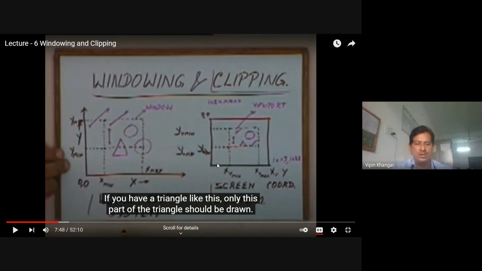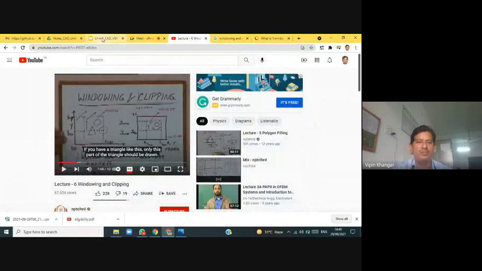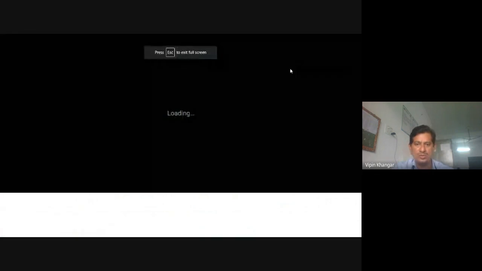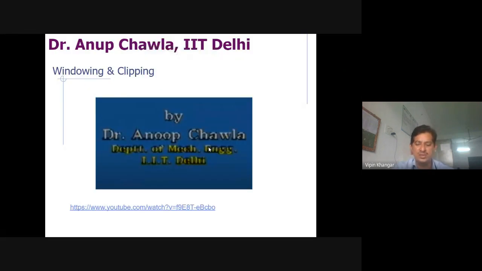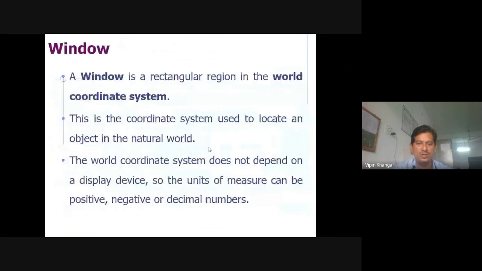Okay, this is just about the windowing and clipping, as defined by Dr. Anup Chawla. So this is a concept that we have taken: windowing and clipping. That is the mapping of this window content into your viewport that has been defined by your graphic display. So this is taken from the diagram.